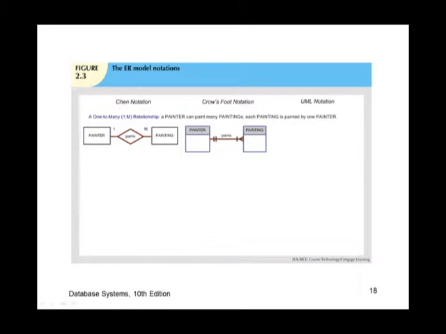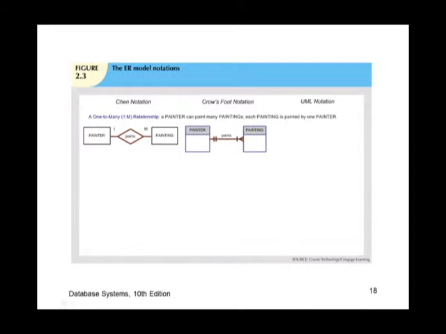When you're starting out, I feel the Chen notation is a little easier to understand, and as we go along, we may start to use the crowfoot notation a little bit more. But get comfortable with the Chen notation. Now, in the textbook, they also talk about the UML notation, and that's one that we're not going to work with at this part in the semester. We may pick it up a little bit further in.